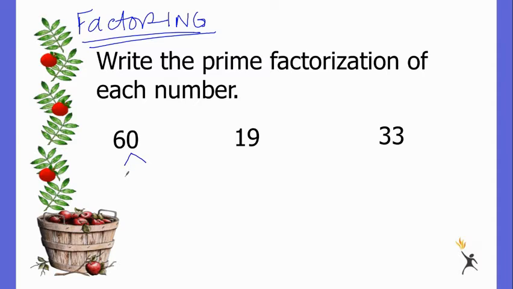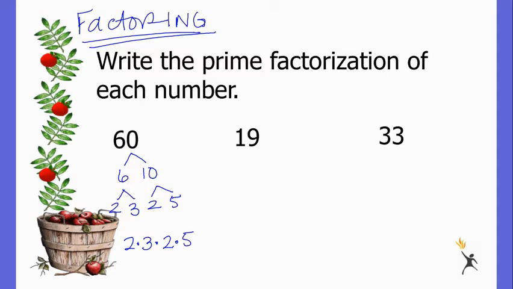I'm just going to pick two numbers I know divide into 60, 6 and 10. These both are even, so I know they can divide more. 6 is 2 and 3, and 10 is 2 and 5. When I look at these, all of these are prime numbers. So the prime factorization of 60 is 2, 3, 2, 5, okay?